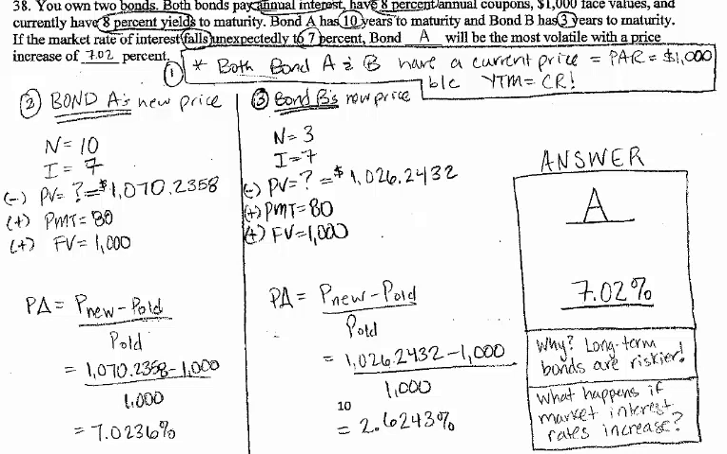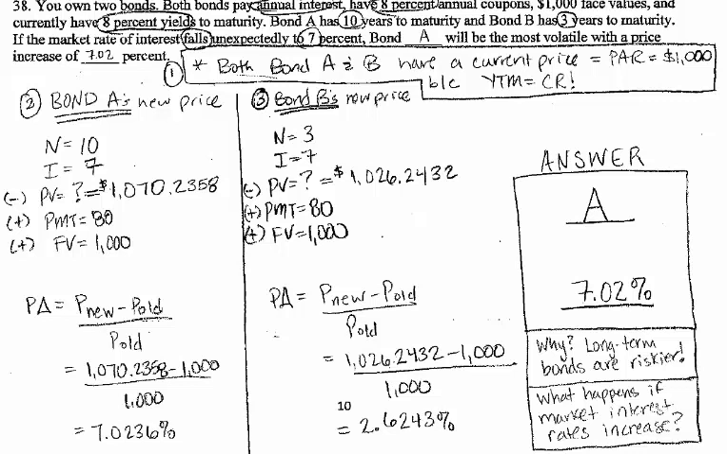So for example, with bond A, we'll do that 1,070 minus 1,000 over 1,000, you get 7%. With bond B, we're going to do that 1,026 minus 1,000 over 1,000, you get 2.6%. Okay, so your answers, if you go back and look at the blank, is that bond A will be the most volatile with a price increase of 7.02%.